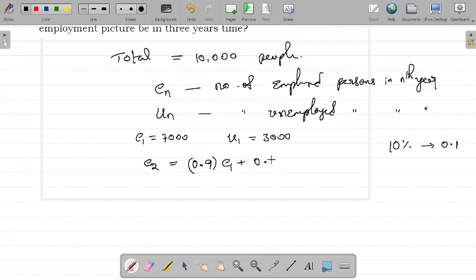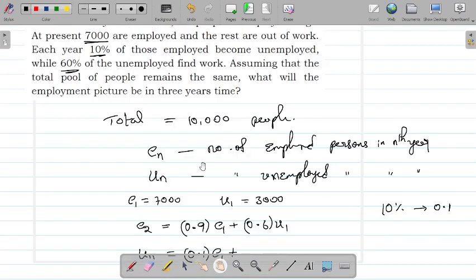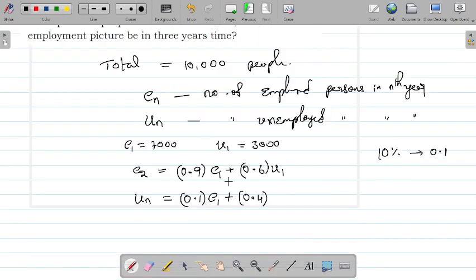Similarly, what about unemployed persons in the second year? 10% of the employed are losing jobs. So 10% of E1, plus. Now how many of the unemployed remain as unemployed? 0.4, right? Because 60% became employed, it means the remaining 40% were left as unemployed. 0.4 times U1. Okay, so this is E2, U2.